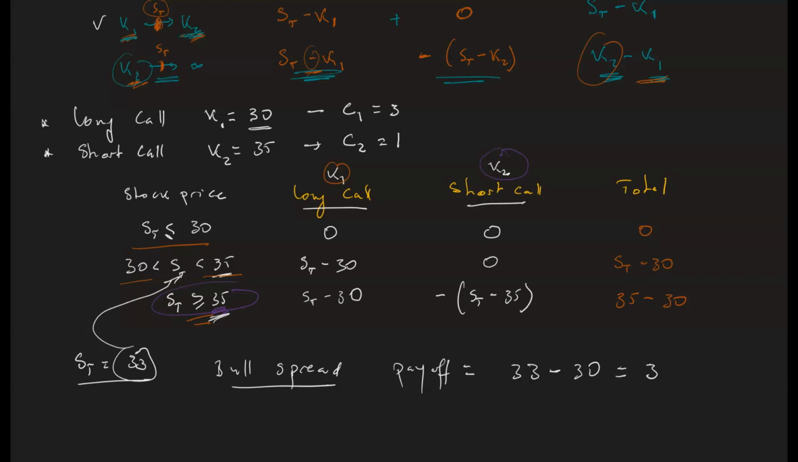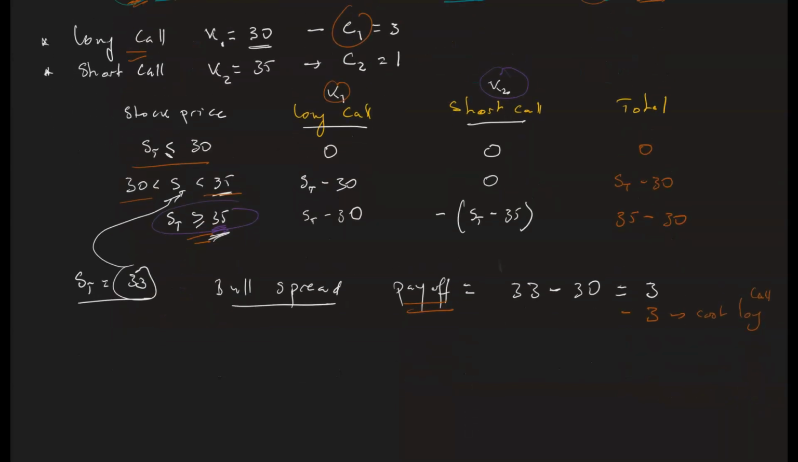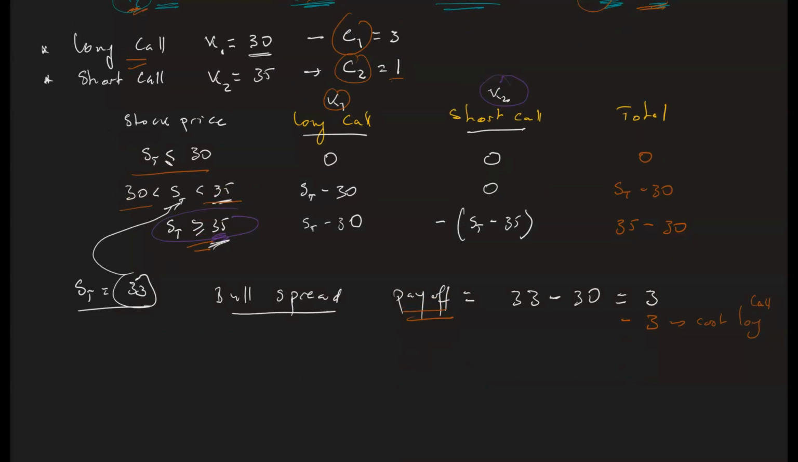Now, this is a payoff. We have not accounted for the cost of the strategy. Now, it cost us essentially $3 to purchase the long call. So we're going to subtract the $3 of our purchase of the long call here. So that's going to be our cost for the long call. And in addition to that, we sold a call at $1. So we're going to add back the $1 that we got for the call. So plus 1. And the net is essentially going to be $1. And that's going to be our profit. And that's going to be $1 per share.